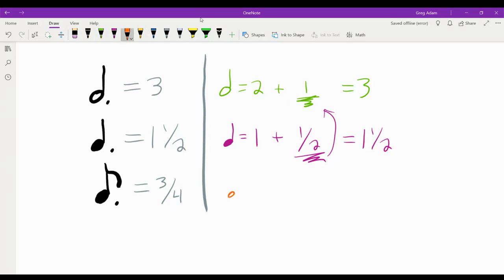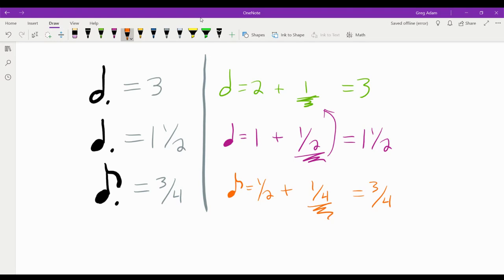Now the next example, the eighth note. Eighth note by itself is 1/2 of a beat. You have to add the dot. The answer is going to be 3/4. And so in this case, the dot is going to be 1/4 of a beat.